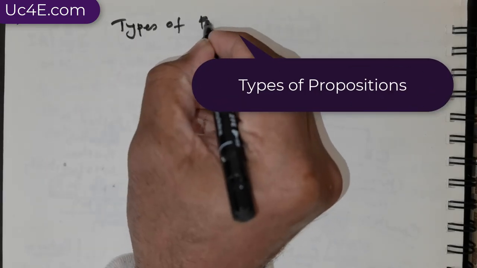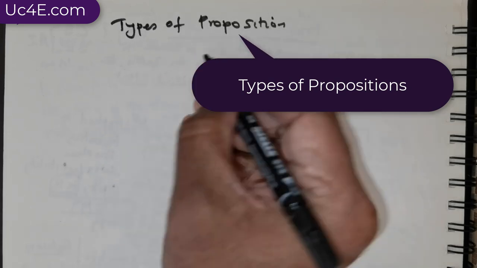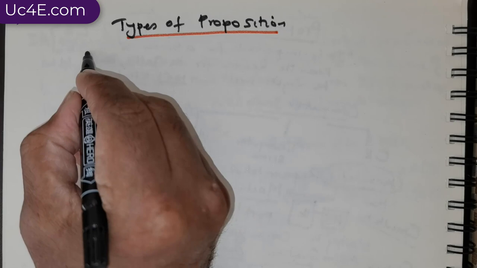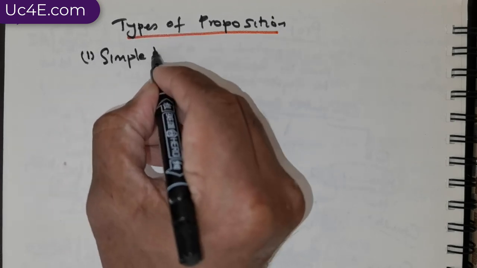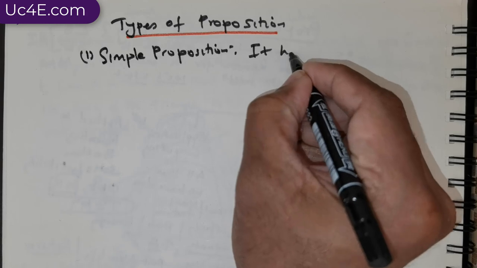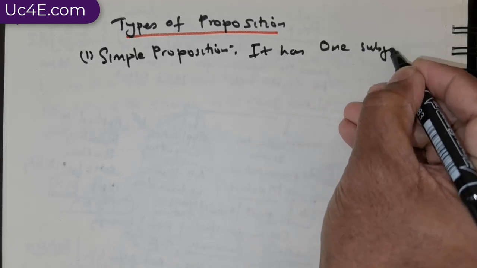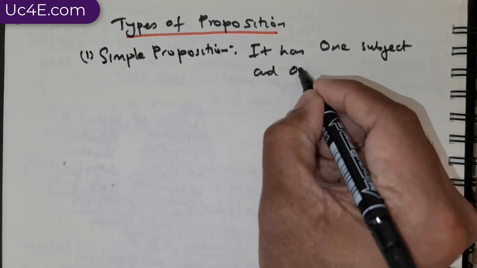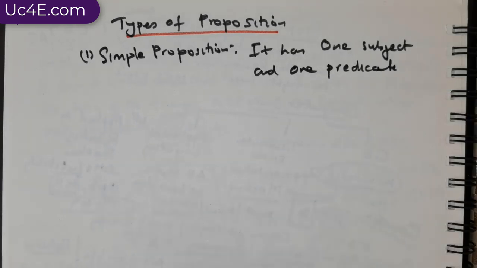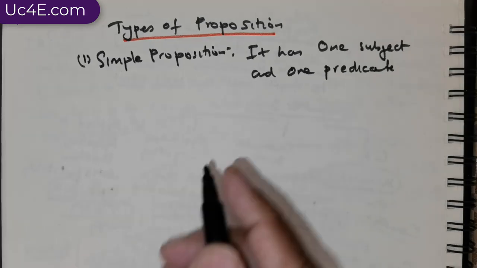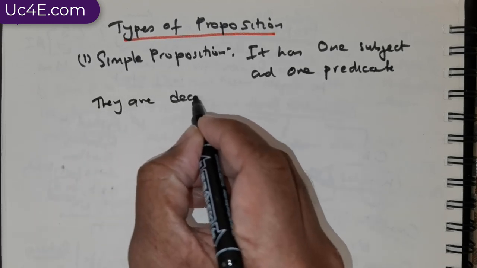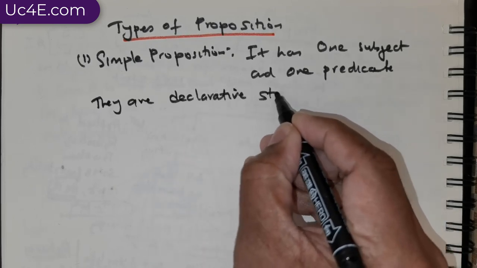Types of proposition. There are two types. The first type is called as simple proposition. That means it will have one subject and one predicate. So let us see an example for simple proposition. So the other way to represent simple proposition is that they are declarative statements. So what do you mean by declarative statements?